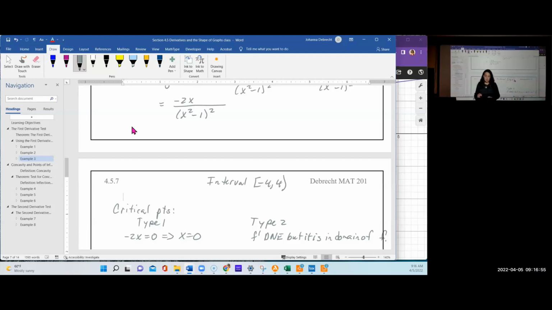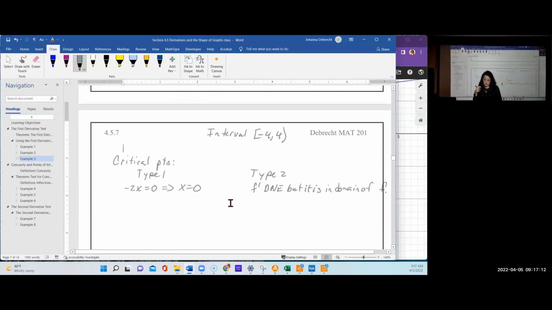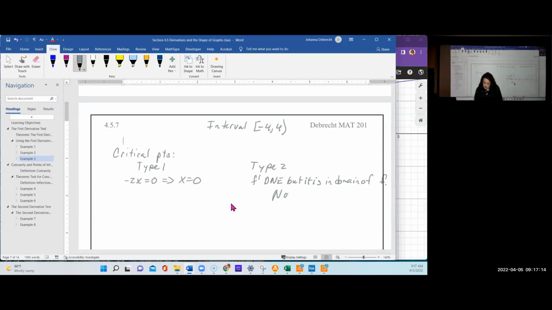Closed on the left, open on the right. Now type 2, we're looking for where the first derivative does not exist, but the only places that the denominator would have a value of 0 are at 1 and -1, and 1 and -1 are not in the domain of the original function. So we have none of type 2.